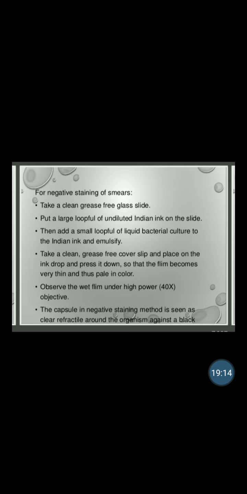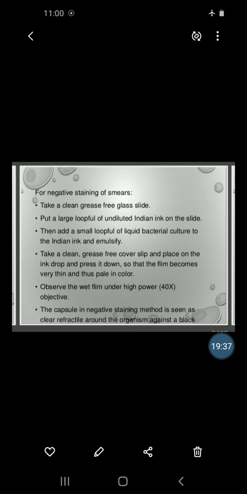Then add the small loopful of liquid bacterial culture to this Indian ink and emulsify. Then take a clean, grease-free cover slip and place it on this ink drop and press it down so that the film becomes very thin and thus pale in color. Then this slide is observed as a wet film.